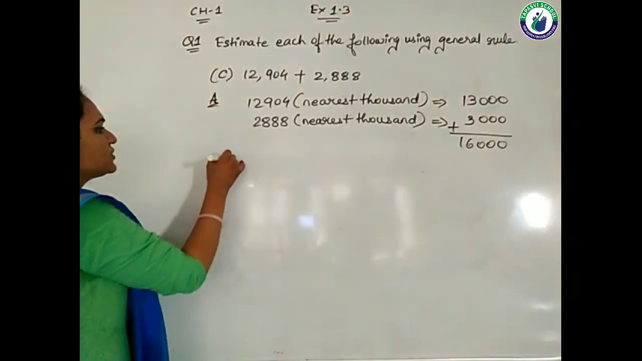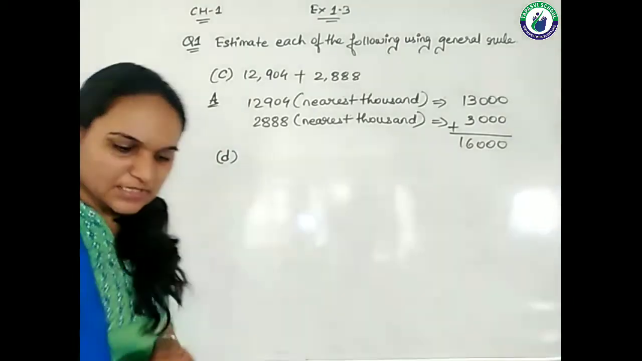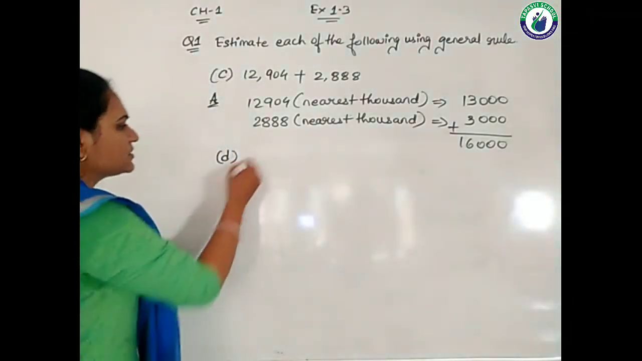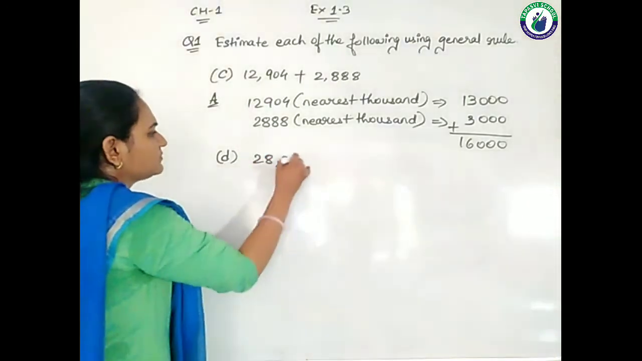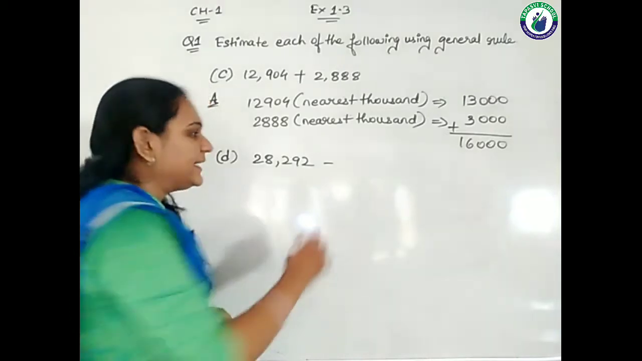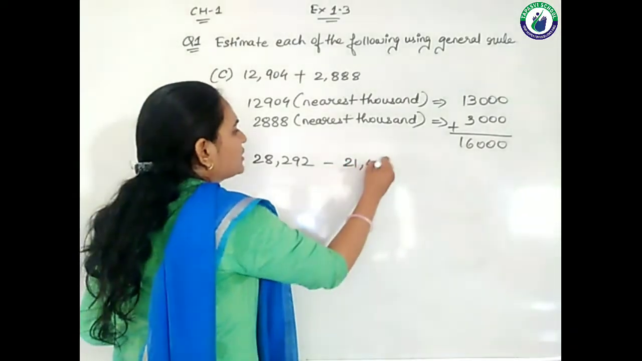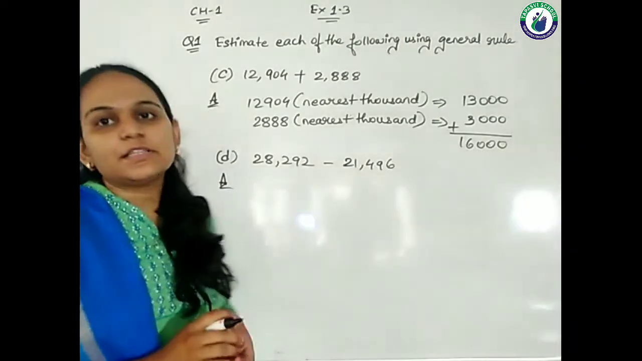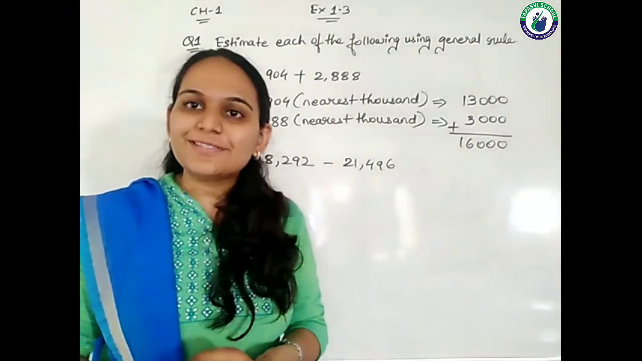So, the fourth question of it is D. That is 28,292 minus 21,496. Okay. I think that I have taken this kind of sum in the previous lecture also.